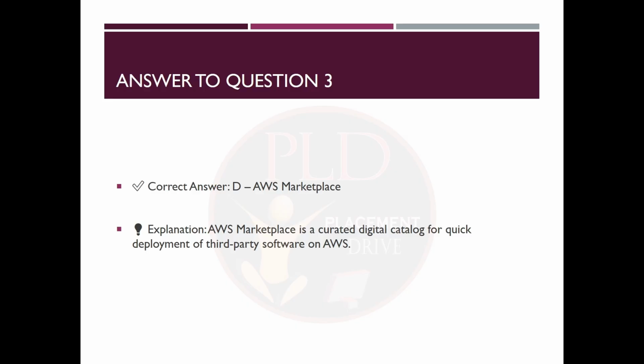And here is the answer. The correct answer is option D, AWS Marketplace. So here's the explanation for this answer. AWS Marketplace is a curated digital catalog for quick deployment of third-party software on AWS.